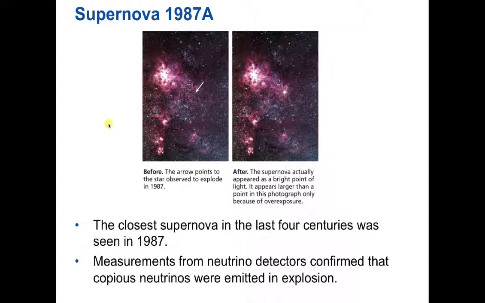Measurements from neutrino detectors. We have neutrino detectors in deep underground mines, and we can detect neutrinos coming from the sun, and that confirms our understanding of what's going on inside the sun. But when this supernova occurred, the neutrino detectors were triggered, and they detected a flux of neutrinos coming from this location, indicating that most likely our understanding of what's going on during the core collapse was correct, that the electrons and protons were squished together, forming neutrons and neutrinos. A huge flux of neutrinos was emitted by the collapsing core of this supernova.